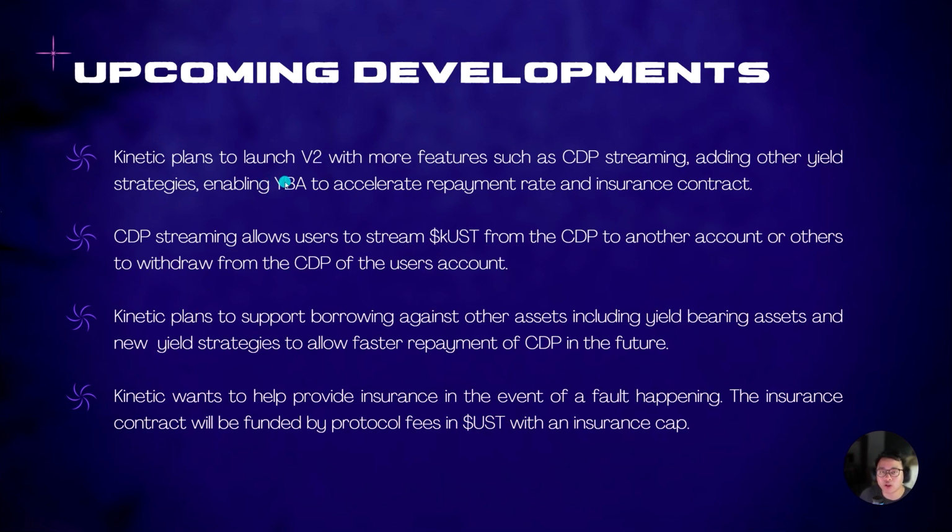KNTC plans to launch a version 2 with more features such as CDP streaming, as well as adding other yield strategies, enabling yield-bearing assets to accelerate repayment rate and insurance contract. What this means is that, for example, let's say there's some really high degen farm like Astro UST, or maybe Astro itself does generate yield. That could potentially be used as collateral in Kinetic, and then you can borrow against that. And because Astro might have potentially higher returns, higher yield than UST, then you can actually accelerate the repayment.